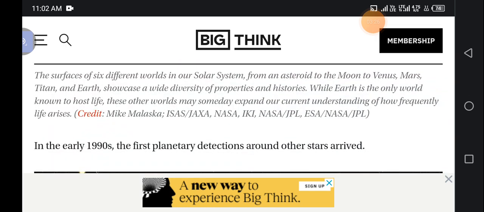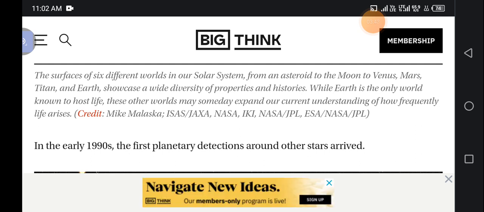The surfaces of six different worlds in our solar system, from an asteroid to the Moon to Venus, Mars, Titan, and Earth, showcase a wide diversity of opportunities and histories. While Earth is the only world known to host life, like these other worlds, maybe somebody someday will expand our current understanding of how frequently life arises.